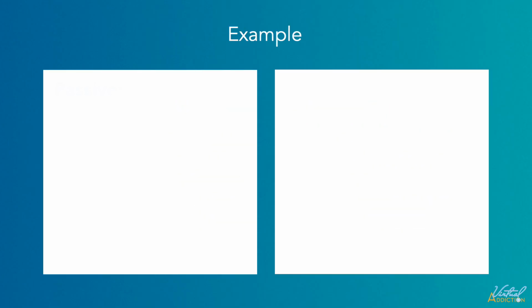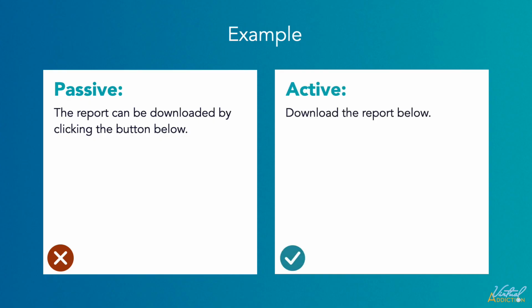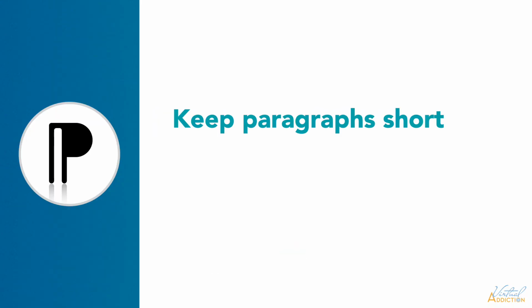Here's an example of passive versus active. In the first, passive example, it says the report can be downloaded by clicking the button below. In our active example, it just says download the report below. It's shorter, clearer, and more direct. Active voice drives action.